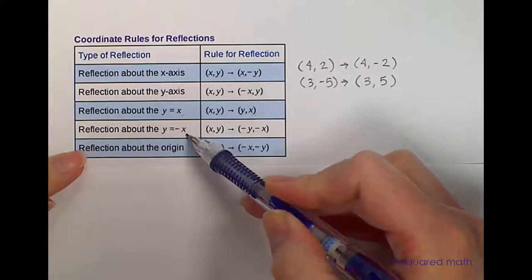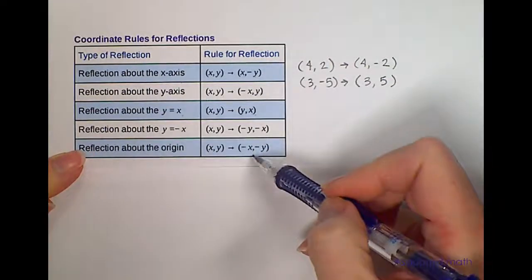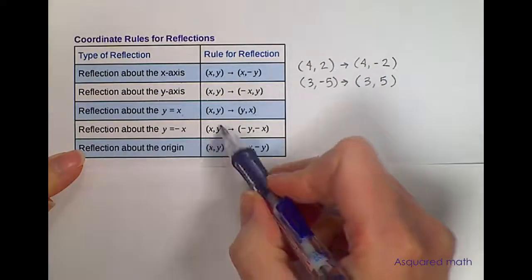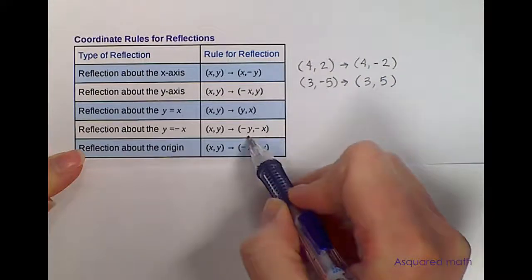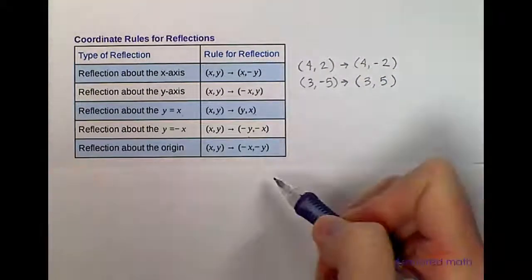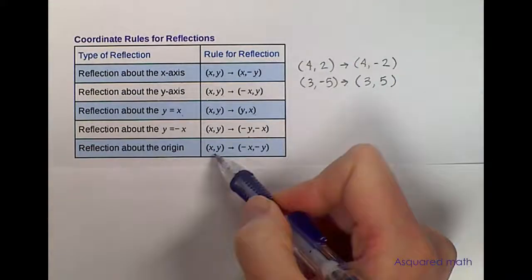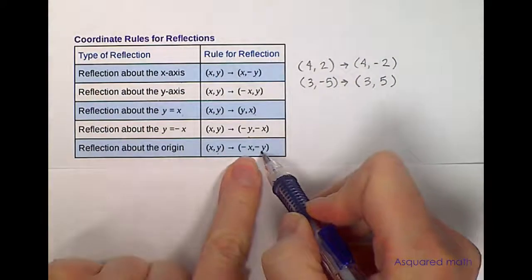Reflection about y equals negative x, which is, again, a diagonal line on your coordinate plane, but with a negative slope: you take your original x and y, put them in their opposite positions, and take the opposite signs. And then finally, for the reflection about the origin, you take your original point, x, y, and you just take the opposite sign of each of those, and you'll get your new coordinate point.